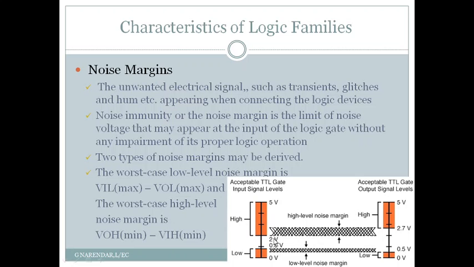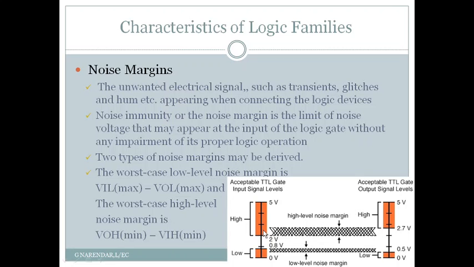This is how we decide the limit of the noise voltage: by choosing different voltage ranges for the signals at input and output levels.